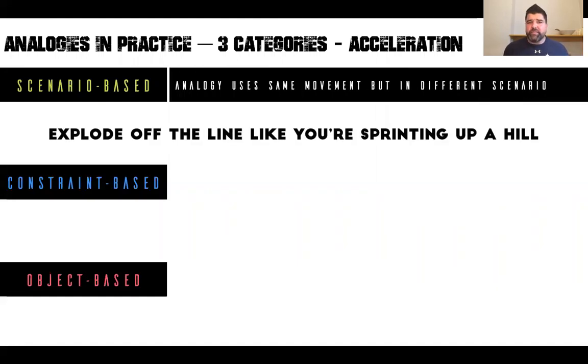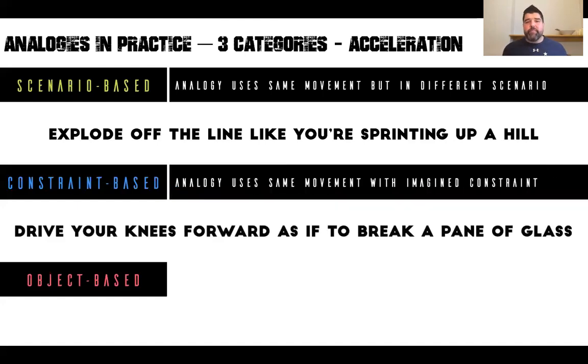Scenario-based analogies are analogies that use the same movement, but in a different scenario or a different context. So explode off the line like you're sprinting up a hill, or explode off the line like you're sprinting up a set of stairs. It's a sprinting to sprinting comparison. The only difference is the context the sprinting takes place in. And it is something about that context that reveals a feature implicitly to the athlete that they need to emphasize or focus on, such as in both cases of a hill and running upstairs is more front side or forward leg action.